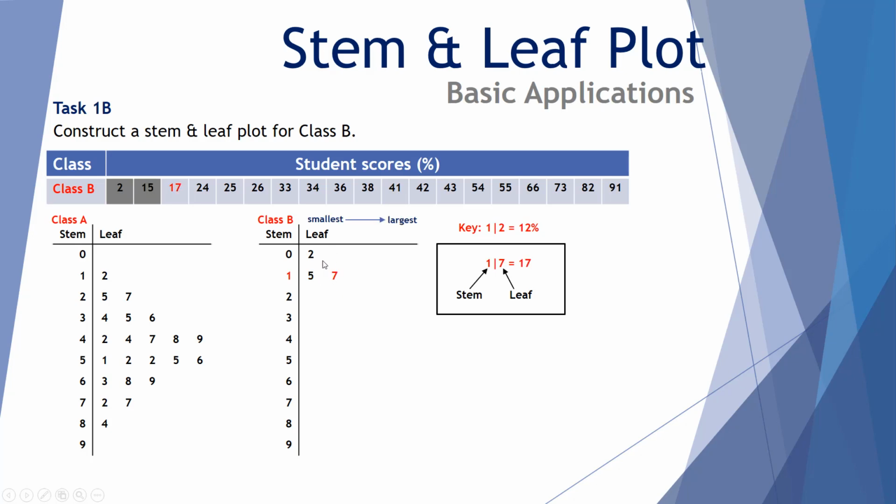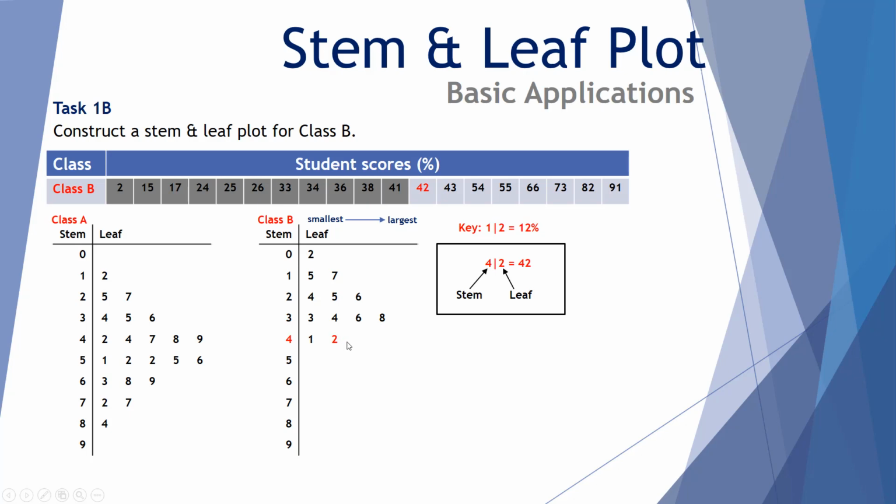Followed by 17. Again, when we've got the same stem, a 1 here for 15 and 17, we start with the innermost number being the smallest and the outermost number being the largest. So that's a 1 and a 7 for our 17. 2 and a 4 for our 24, 2 and a 5 for our 25, and 2 and a 6. There's all our 20s with our stem of 2 and our various leaves. 33 is a 3 and a 3, 34, 36, and 38. Again, starting at the smallest nearest the stem and our largest numbers furthest away.